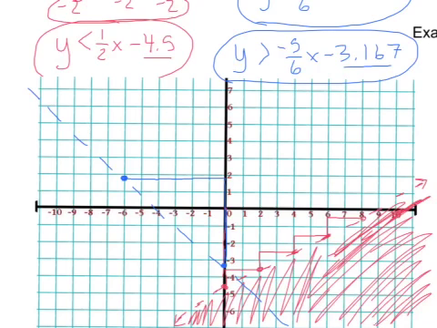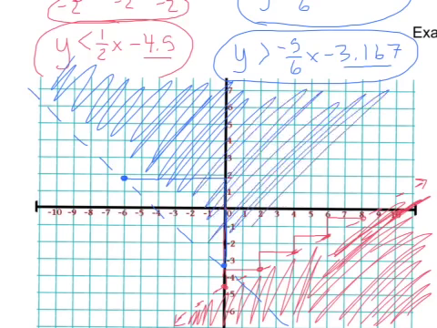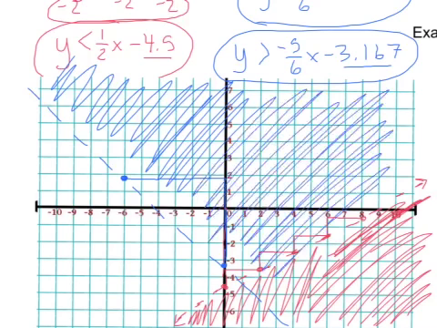Well, if you look at the inequality, what kind of inequality do I have right here? Say greater than. Greater than. And so I need to shade above the blue line. You ready? So look at me. I'm going to shade above the blue line. Can you see me shading above the blue line? A lot of shading to do, isn't it?